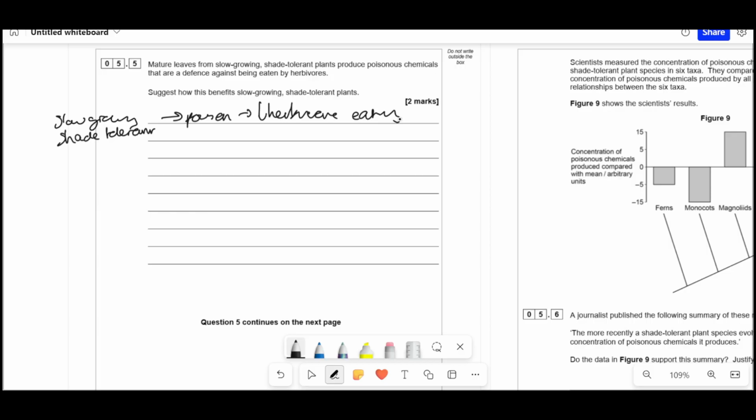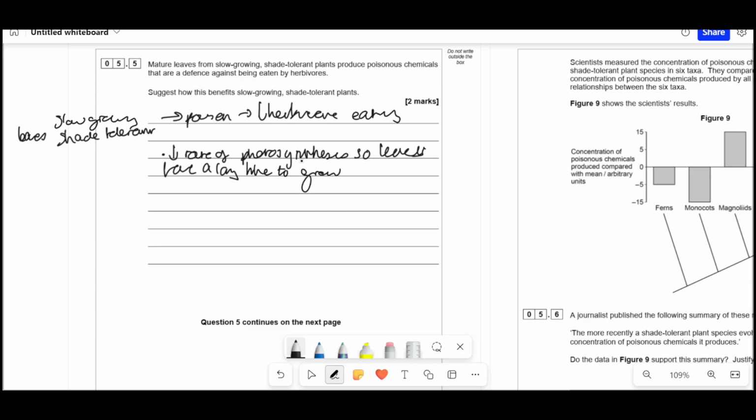Why is that a good thing then? Thoughts? You can have a sec to think about it. All right, if they're slow growing, it's their shade tolerance. If they're shade tolerant, that means you've got a slower rate of photosynthesis. The poison is to stop the leaves being eaten, really. So if you've got a decreased rate of photosynthesis, then the leaves take a long time to grow.